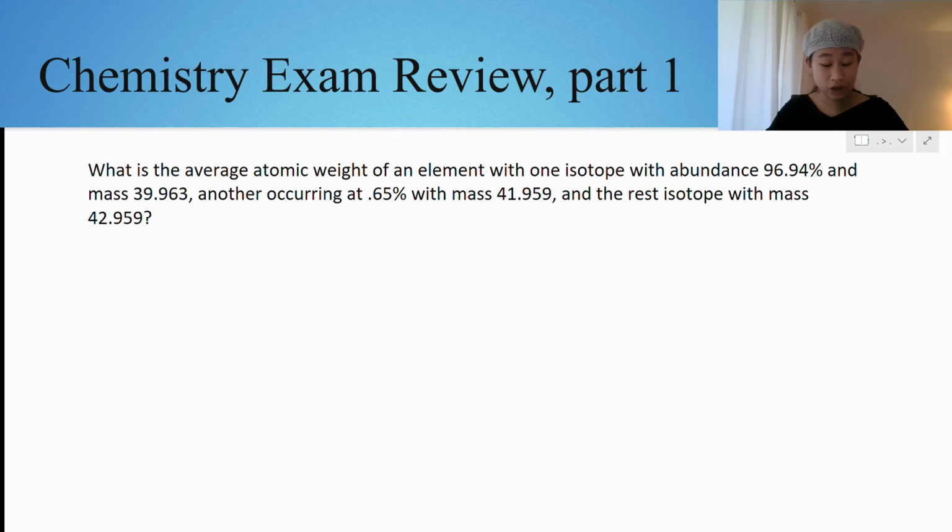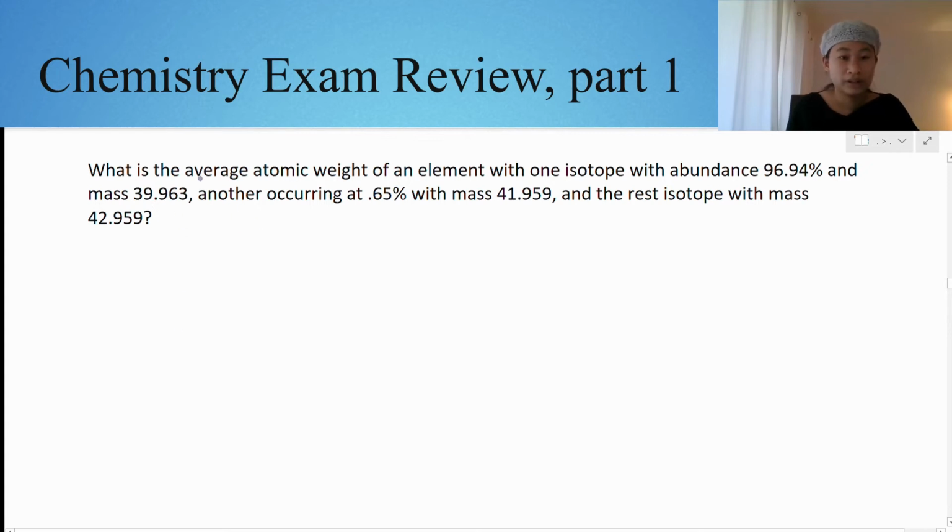What is the average atomic weight of an element with one isotope with abundance 96.94% and mass 39.963, another occurring at 0.65% with mass 41.959, and the rest isotope with mass 42.959? So we have our percentages and we also have our masses. The masses are usually counted in AMU, atomic mass units.